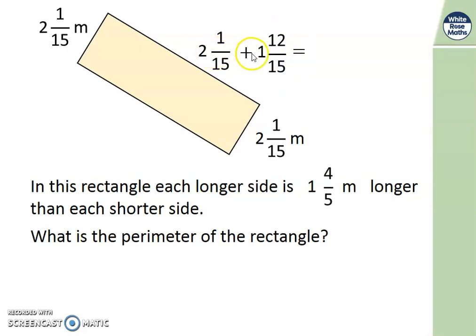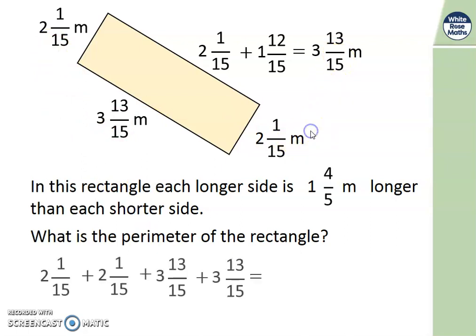Now 2 add 1 is 3 whole ones, and 1/15 add 12/15 is 13/15. If this side is 3 13/15, then this side is 3 13/15. Now I know all the sides, I can work out the perimeter by adding up this, add this, add this, add this. And we record it in a number sentence like this.